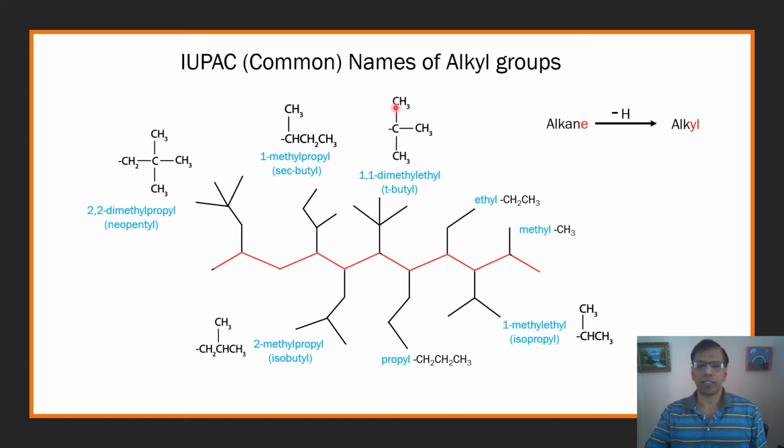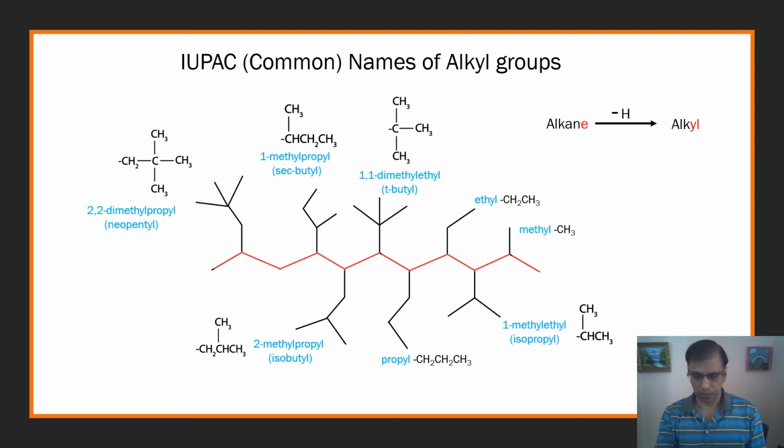From a naming convention, you have to number the carbon atom that is attached to the parent chain as number 1. So in this case, this carbon atom will be numbered 1. To this carbon atom you have the three methyl groups. So this is the ethyl side chain, and on the ethyl side chain there are two methyl groups as substituents. So it's called 1,1-dimethylethyl. Di because there are two methyl groups, and 1,1 because they are attached to carbon atom 1. So that's how you name this particular group.